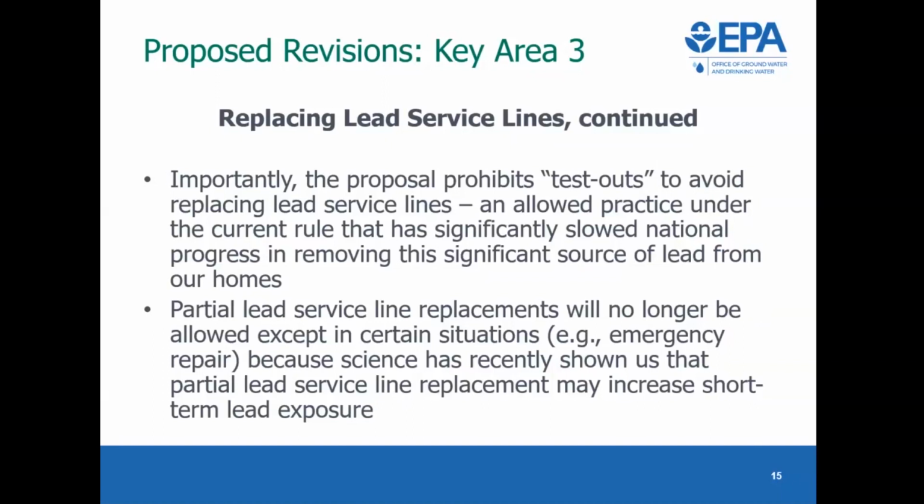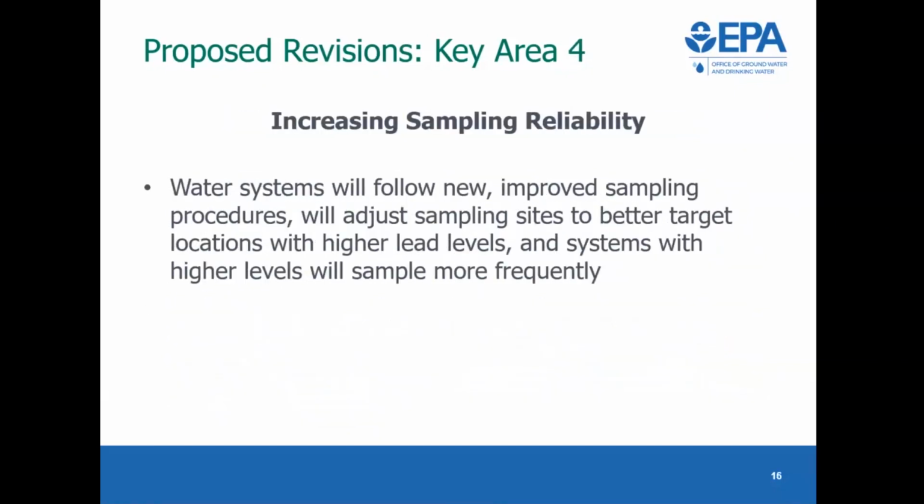Also, partial replacements of lead service lines are allowed, and systems obtain credit towards their 7% under the current rule. In the proposed rule, partial lead service line replacements will no longer count towards their 3% replacement goal. Systems would still be allowed to do emergency replacements, partial replacements, but they don't count towards the goal. And this is because science has indicated that a partial replacement may actually increase people's exposure to lead, at least in the short term. So, increasing sampling reliability.